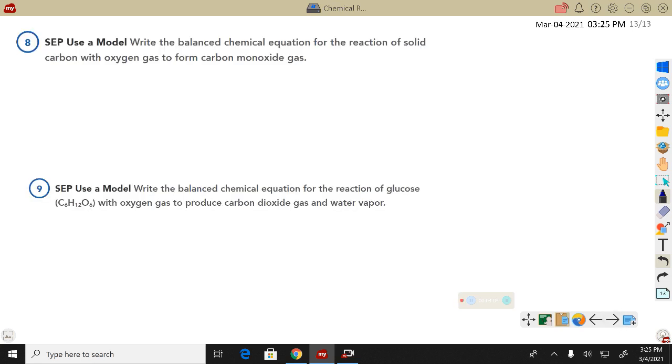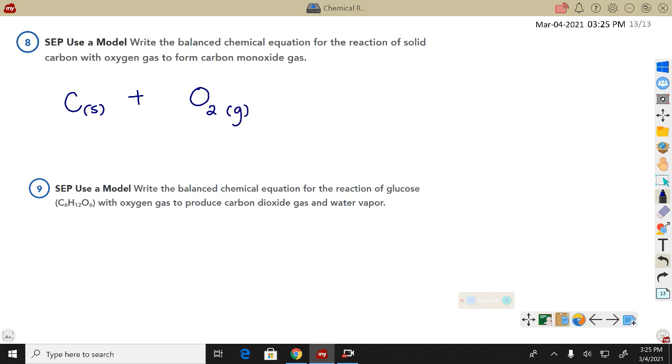Let's try some. Number 8: write the balanced chemical equation for the reaction of solid carbon. That's just carbon. It's a solid, so I'll put in a little s. The reaction of solid carbon with oxygen gas. Here it's helpful to know that some elements are diatomic. This is oxygen, not bonded to anything else, and it is a gas.